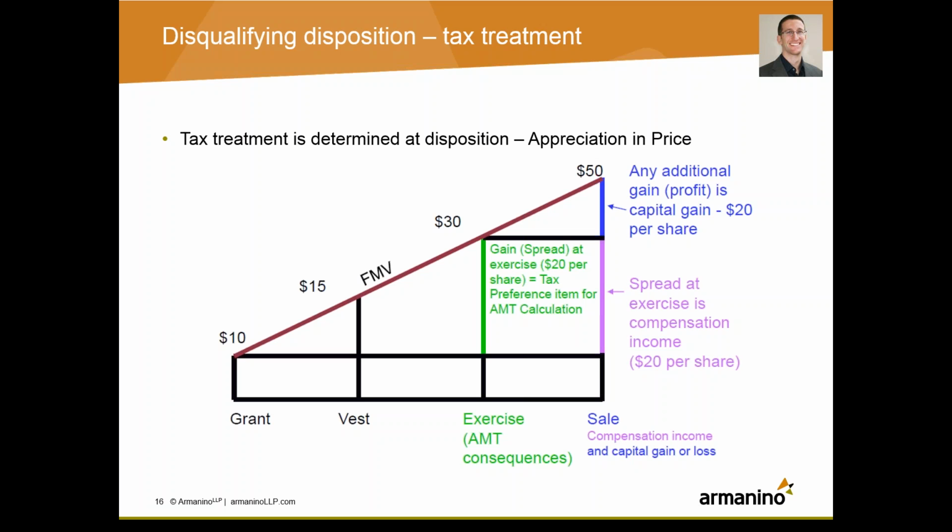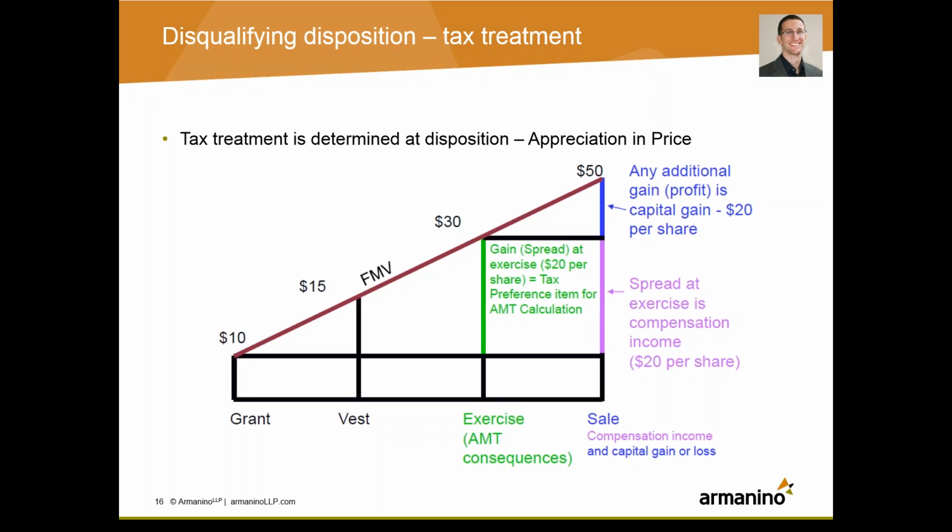In this example, we're assuming that the person has a disqualifying disposition and the price has gone up. So they've exercised at $30, and their exercise price was $10. So there's a $20 gain there for AMT purposes. Now, if they have a disqualifying disposition, we're assuming it's sold at $50, so they now have a capital gain of $20. Long-term or short-term capital gain depends on how long they hold it. But if it's a disqualifying disposition, they now have income on that original spread. So that actually becomes compensation income due to the disqualifying nature of that.